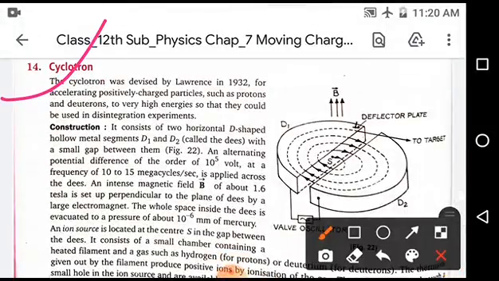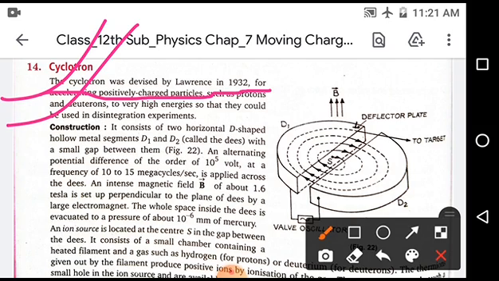Now students, we will discuss the cyclotron. It is also an important theoretical topic which is generally asked in a small portion, that means you can say that it is a short answer type question. So you have to understand the construction and the formula of this instrument. The cyclotron was devised by the scientist Lawrence in 1932, and this is used to accelerate positively charged particles like protons to very high energy, so that they could be used in disintegration experiments. Generally this instrument is used for accelerating very high energy charged particles like protons, etc.